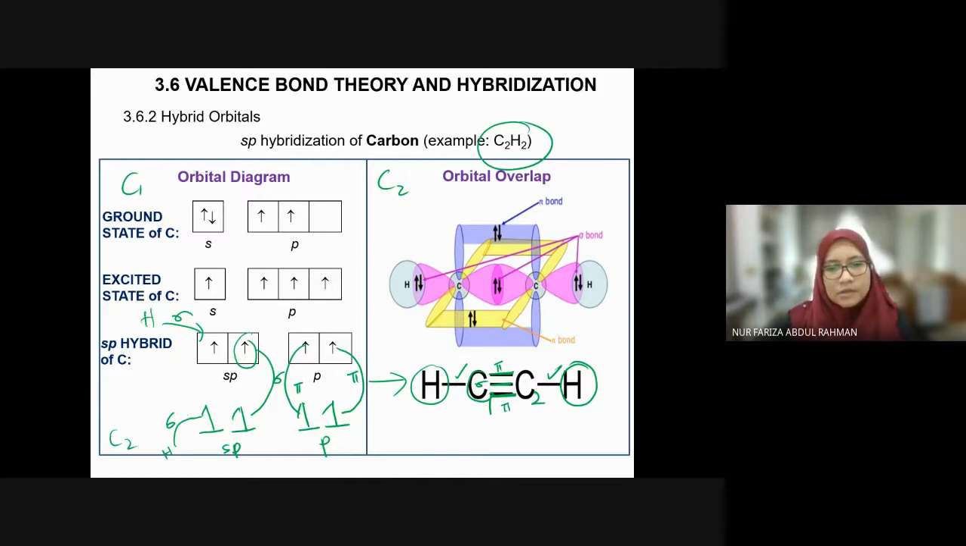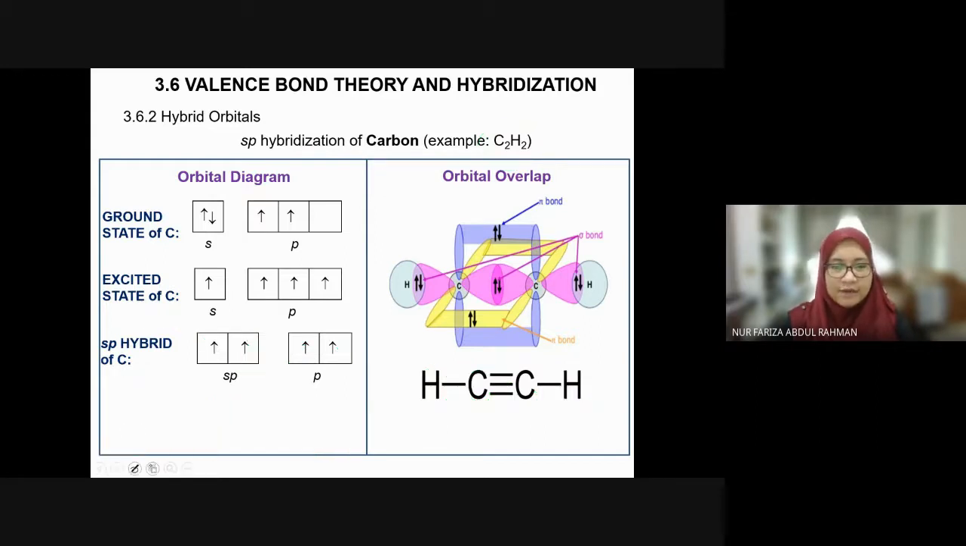Okay. All right. So how do we draw the orbital overlap for C2H2? All right. So erase, clear everything. Okay, what you need is your Lewis structure. Okay, all right. Where should I do this?